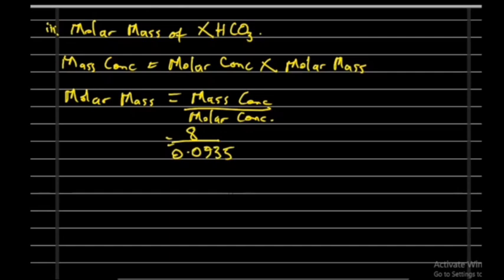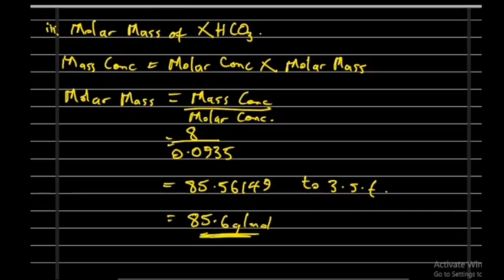0.0935. So from this, we have 85.56149, and to three significant figures, it gives us 85.6 grams per mole. So this is going to be the value of the molar mass of our XHCO3 in gram per mole.